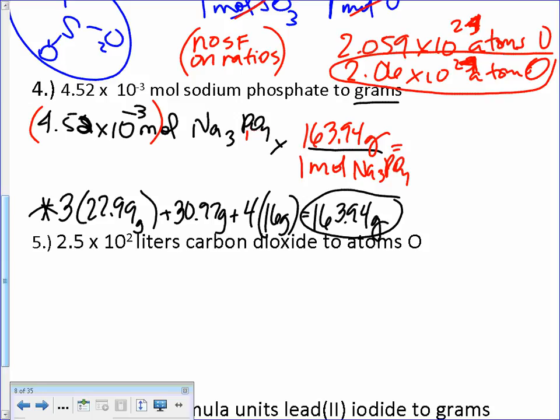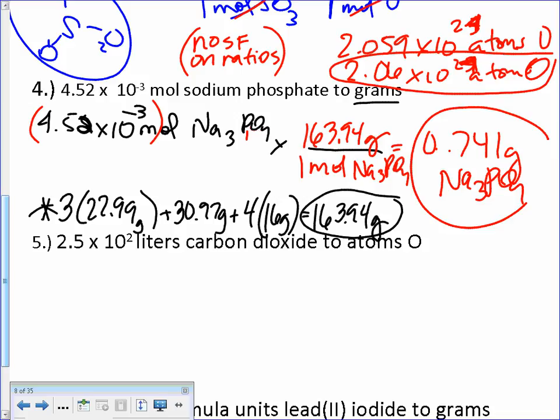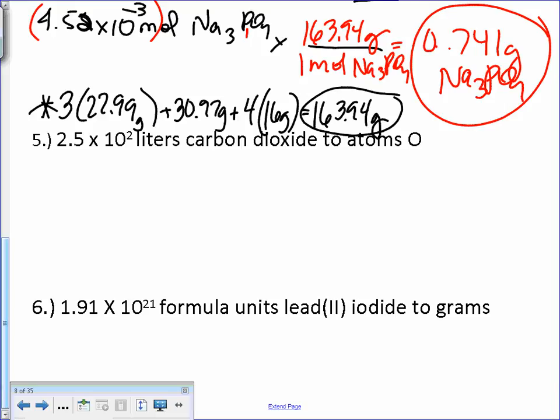I'm ready. Are you ready? 0.0741 grams of sodium phosphate. There we go. 3 sig figs all the way. I think we need 2 more examples. Is this right? I'm just making sure I don't have any more typos on my key. If you can't go, but if you can wait, just wait.